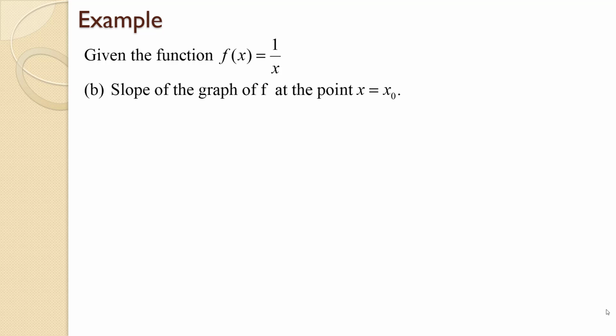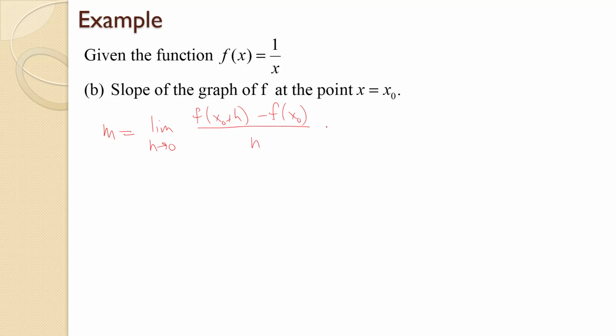I'm going to find the slope of the graph now at any single point on that particular graph, just by looking at the x value of that point. To do that, the slope is then equal to the limit as h approaches 0 of f of x naught plus h minus f of x naught, all over h.